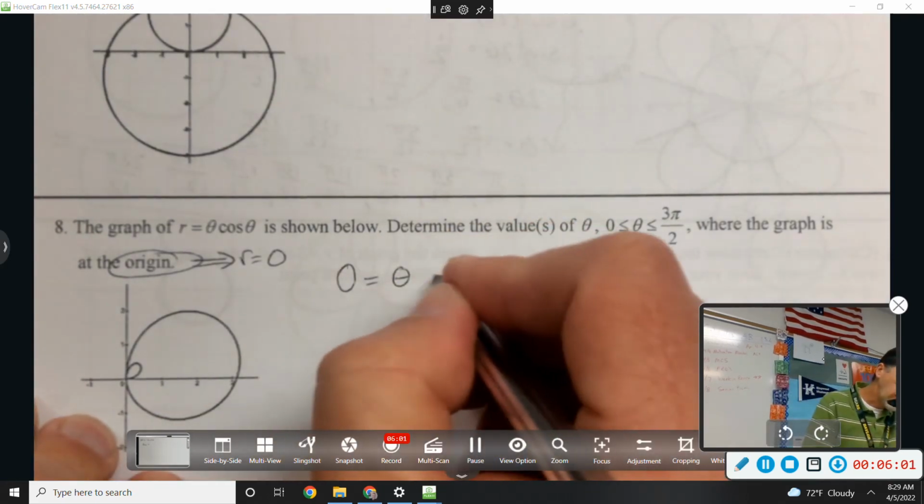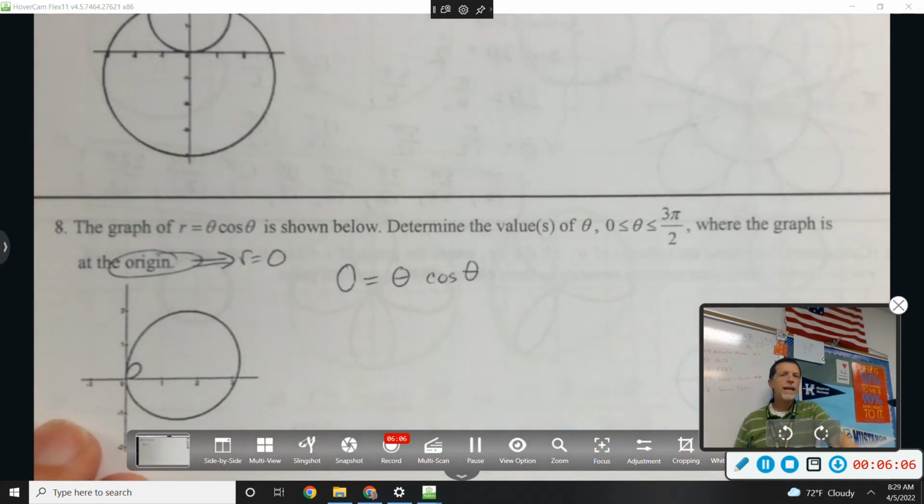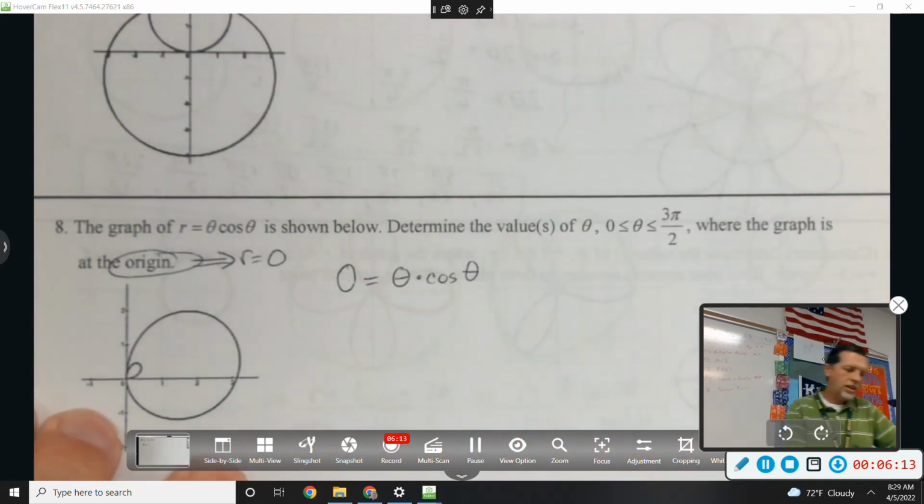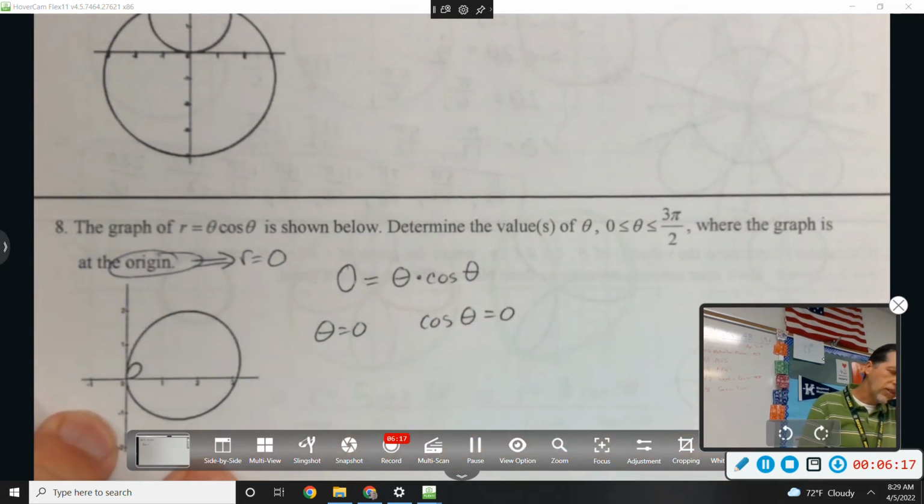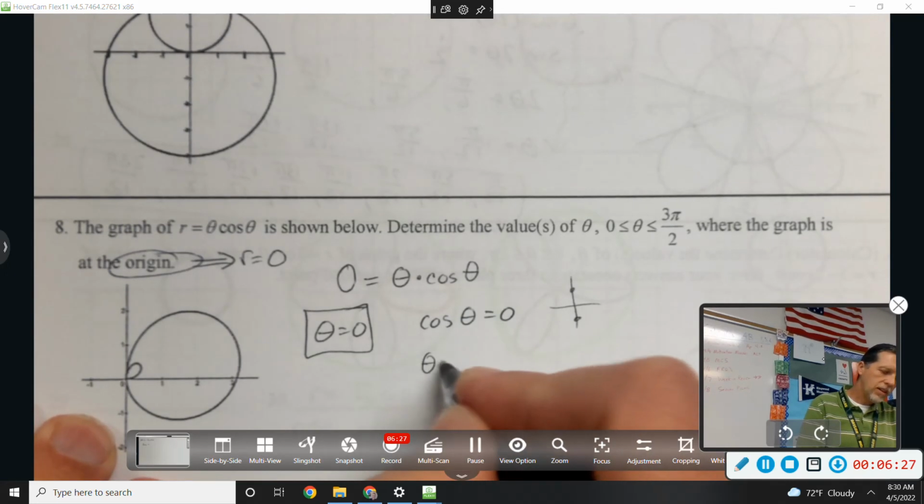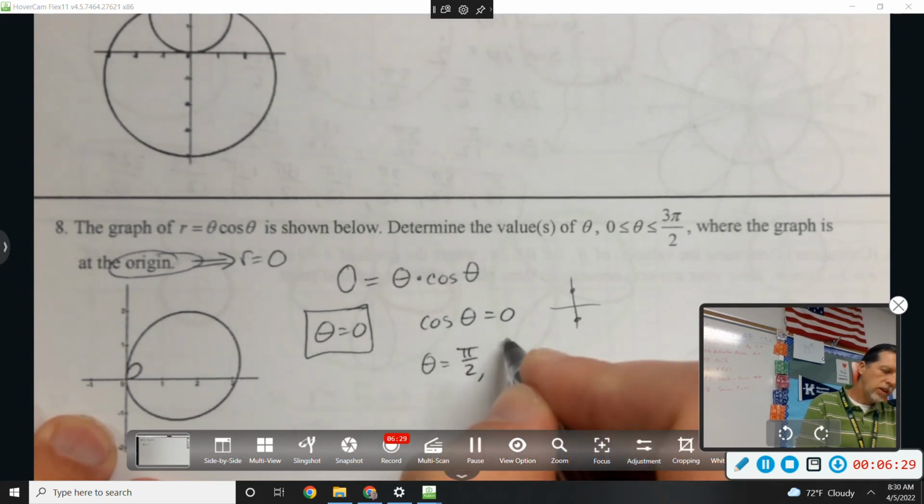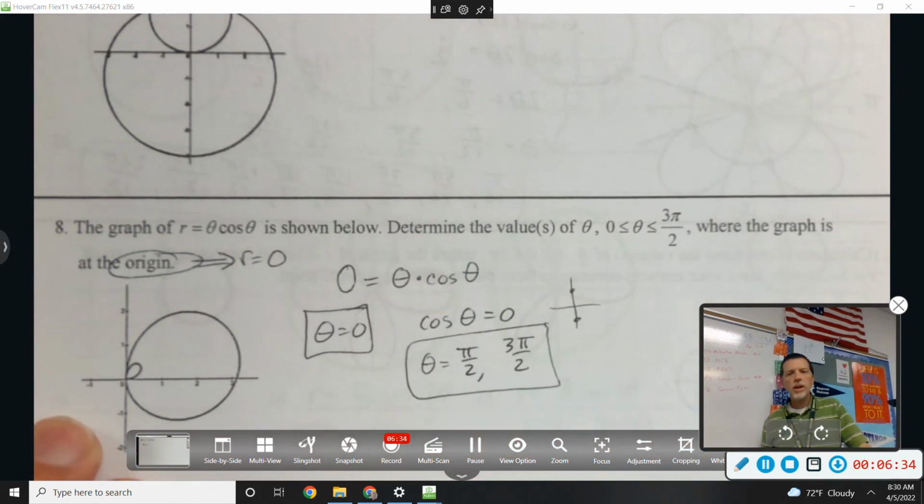0 equals theta cosine theta. Well, that looks different than the others, but if I have two things multiplied together to be 0, then either the first one is 0 or the second one is 0. So theta equals 0, there's one of my answers. Let's see, cosine is 0 at pi over 2 and 3 pi over 2. So 3 answers to that one.